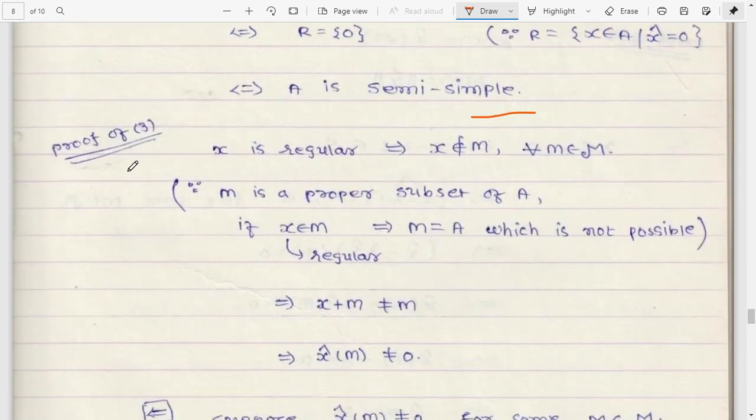Now the next, property 3. x is regular implies x does not belong to M for every M belongs to script M, because M is a proper subset of A. If x belongs to M, then x is regular implies M is equal to A, which is not possible. This implies x plus M is not equal to M, so x cap of M is not equal to 0.